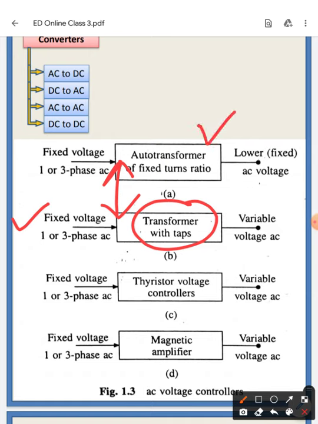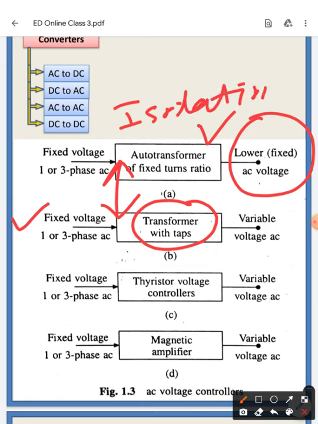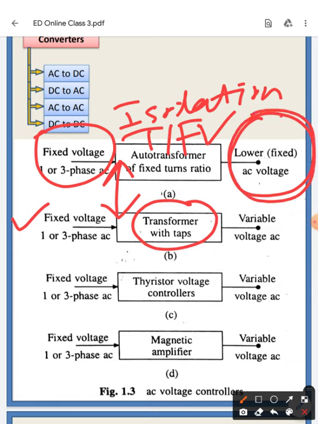In the first case, it will generate only the low or fixed level of AC voltage, which is also called the isolation transformer. In the first case, the fixed voltage we can get at the output end, the lower voltage with a fixed range without any variation at the output end. If the input voltage varies, then the output voltage will not vary. So for that only the auto transformer is used.